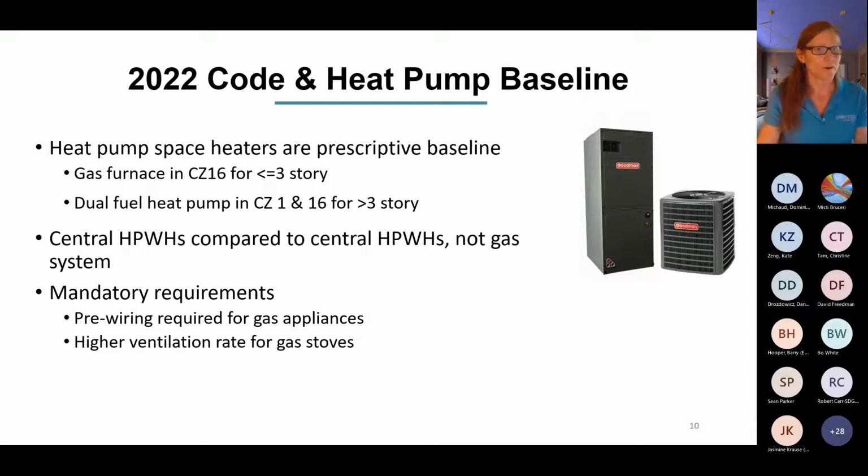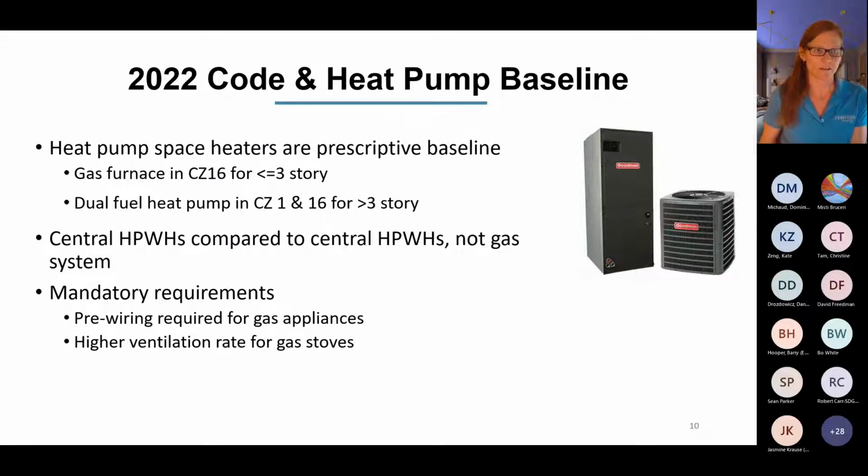And I mentioned before that heat pump space heating is now a prescriptive base case in almost all cases except climate zone 16 and 1. So that's our starting point. There is not a heat pump baseline for central water heating, but what we do have is when you model central heat pump water heaters, they are compared to a central heat pump water heater and not a gas system. And that was a change that's currently active in the 2019 code, but was made not too long ago. And it's an important update.